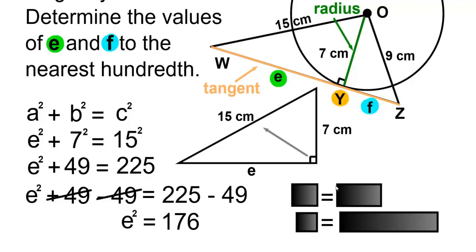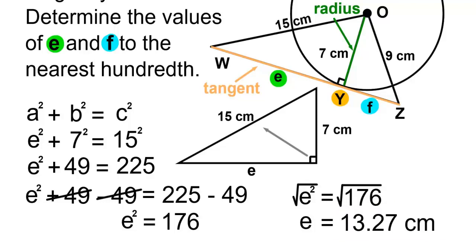Next, we need to get the E by itself, so we need to remove the squared from E squared. To do this, we'll take the square root of E squared. If we take the square root of this side, we need to take the square root of the other side as well. The square root and squared will cancel, leaving us with E, and the square root of 176, rounded to the nearest hundredth, is 13.27. So E will equal 13.27 centimeters.